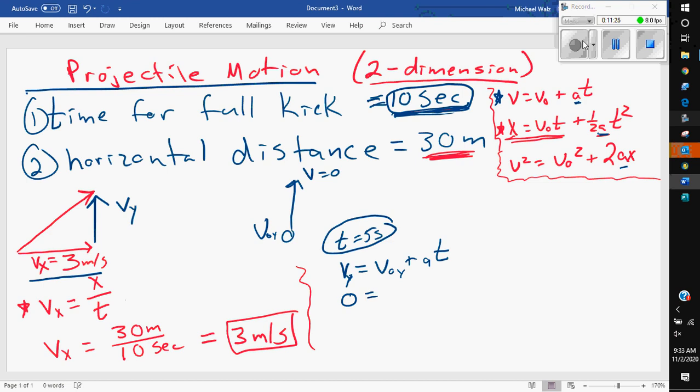This is the one I'm looking for. And my acceleration is negative 10. And my time is 5 seconds. Okay, so I'm going to subtract this from both sides. So the negative V sub naught is going to be equal to negative 50, because 10 times 5 is 50, right? Now, the only thing I have to do is divide both sides by negative 1.